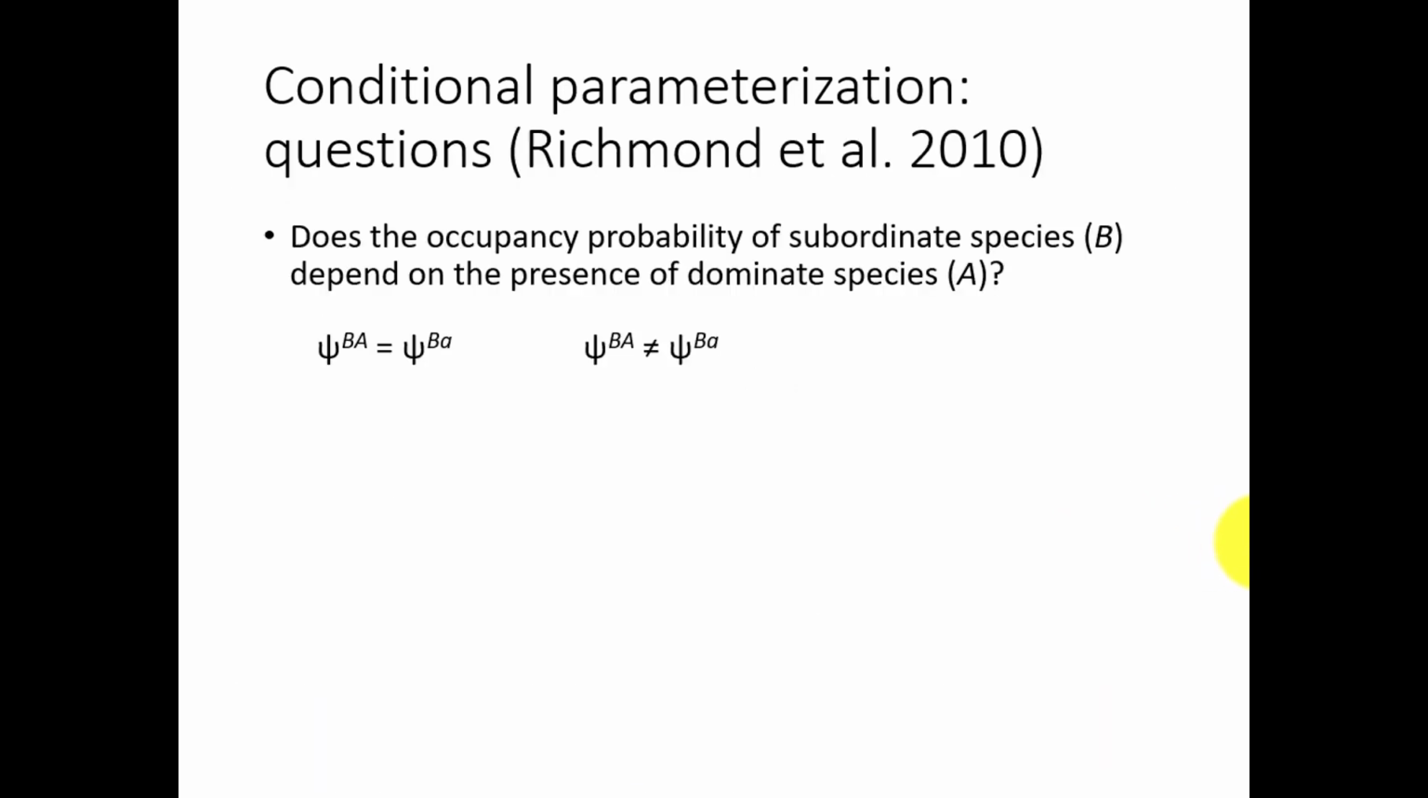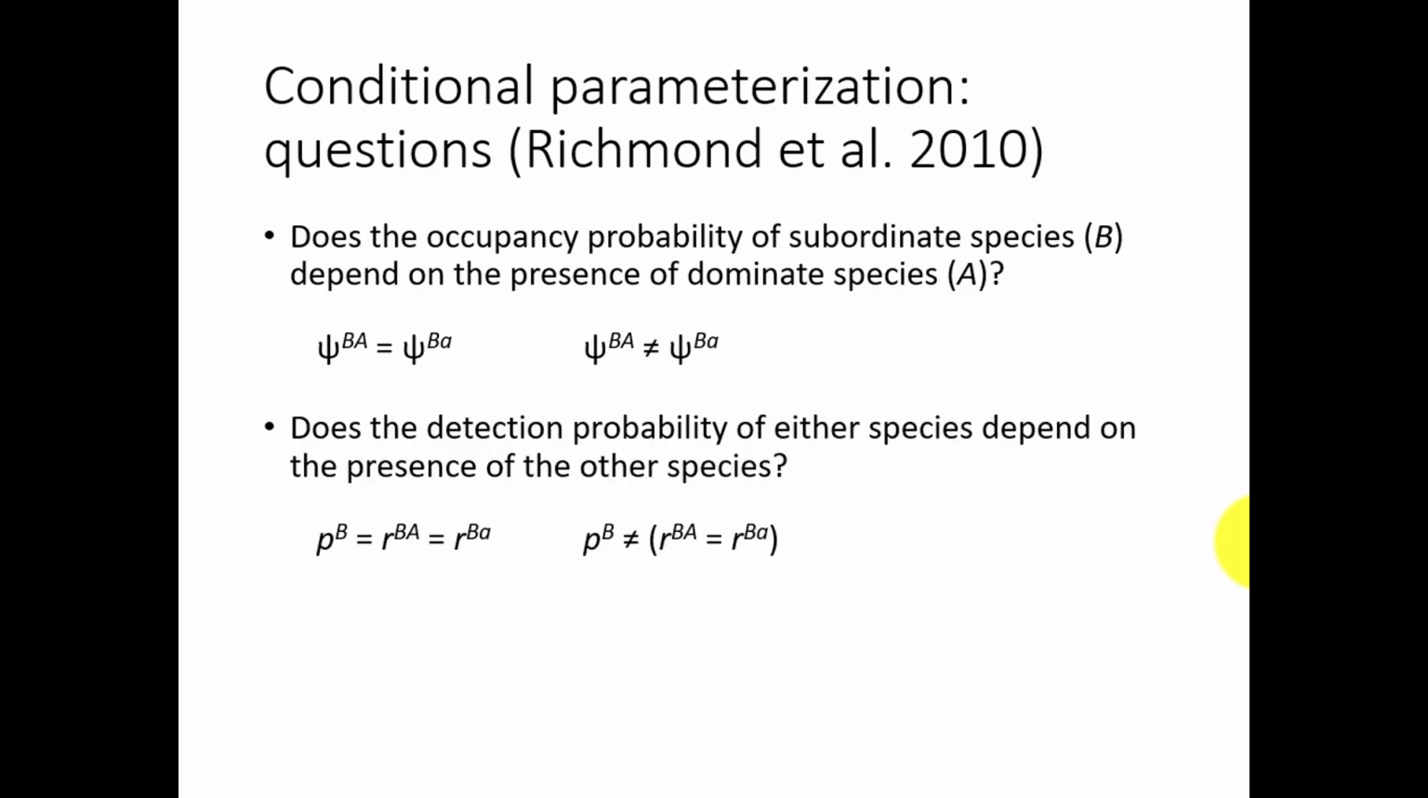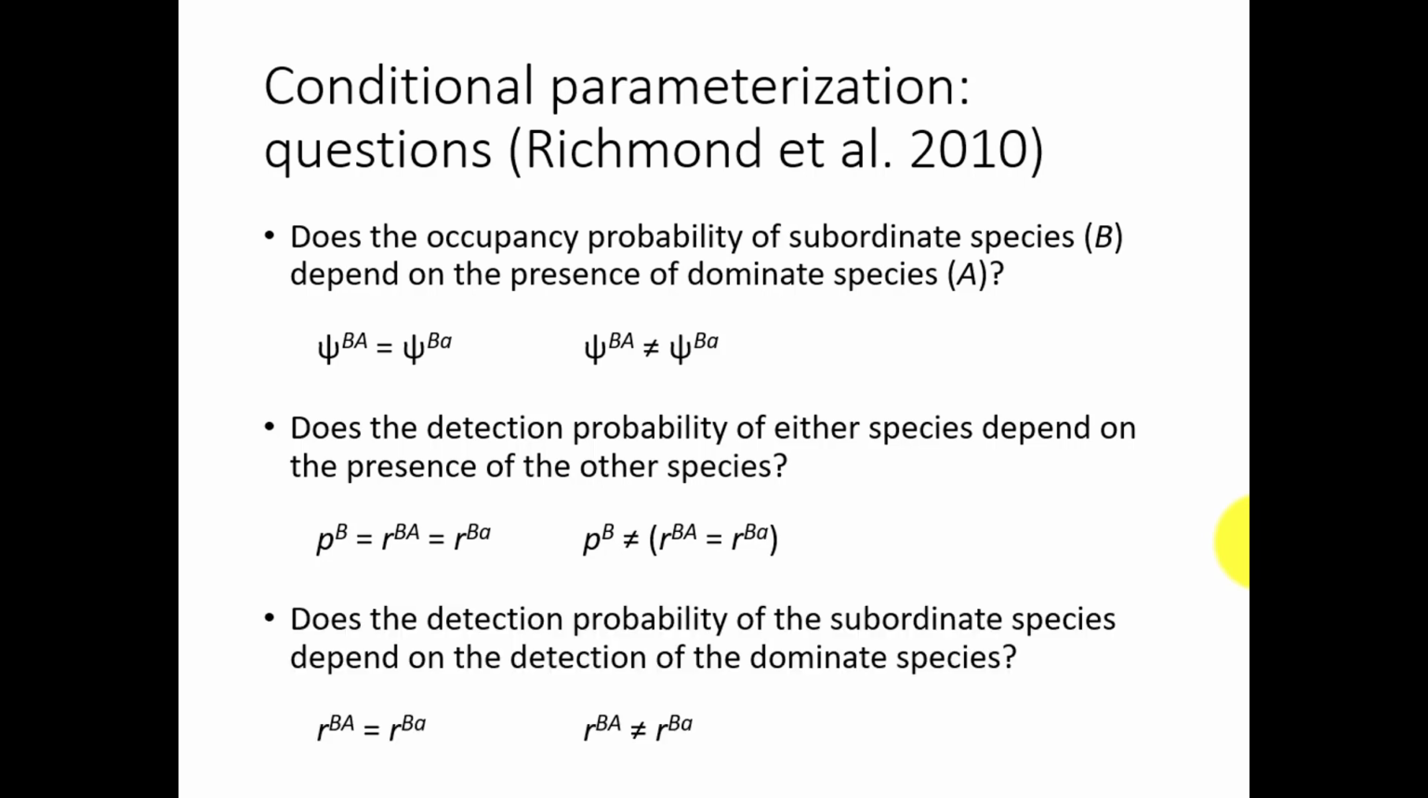Using the model constraints below, we can ask, does the occupancy of the subordinate species depend on the presence of the dominant species? The question, does detection of either species depend on the presence of the other? This can be answered using models with these constraints. We can also ask, does detection of the subordinate species depend on the detection of the dominant species using the following constraints?